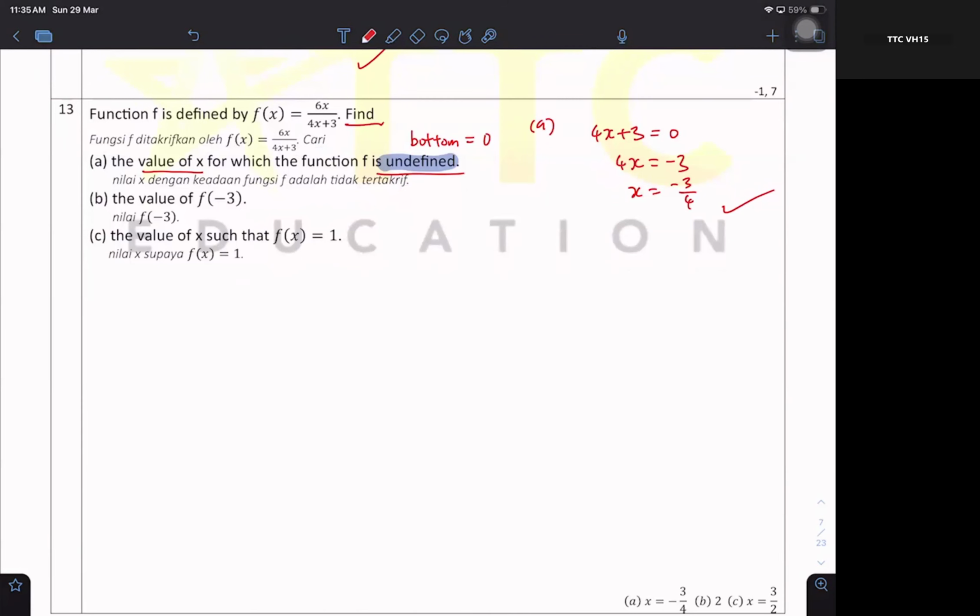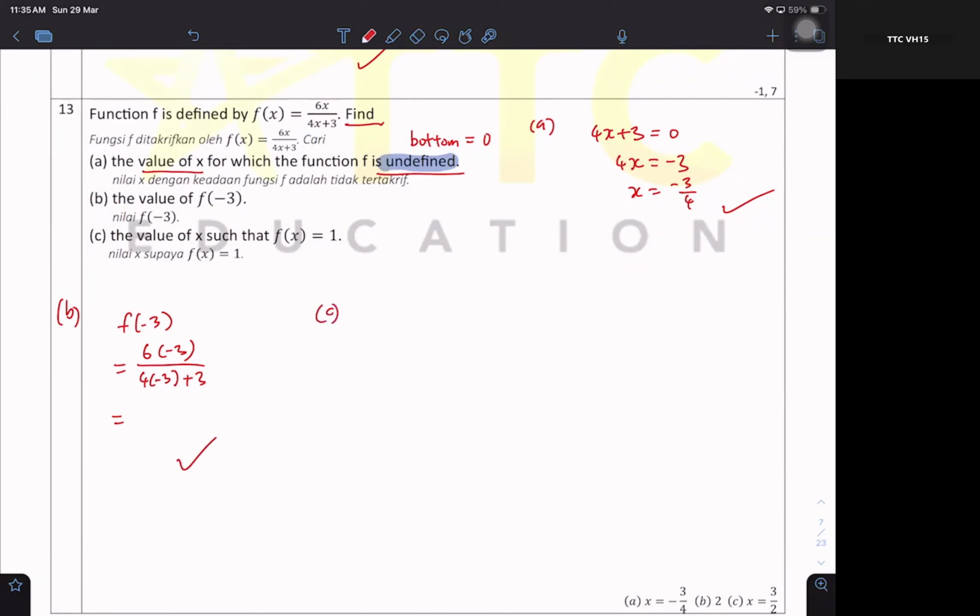Okay, then I think B and C you can do on your own. Yeah, B and C, take the bracket and sub into the x. I'll quickly do it. Take the bracket sub into the x, so 6 bracket -3 over 4 bracket -3 plus 3. Just take the bracket sub into x, sub into both the x, understand? No problem, you just press the calculator.